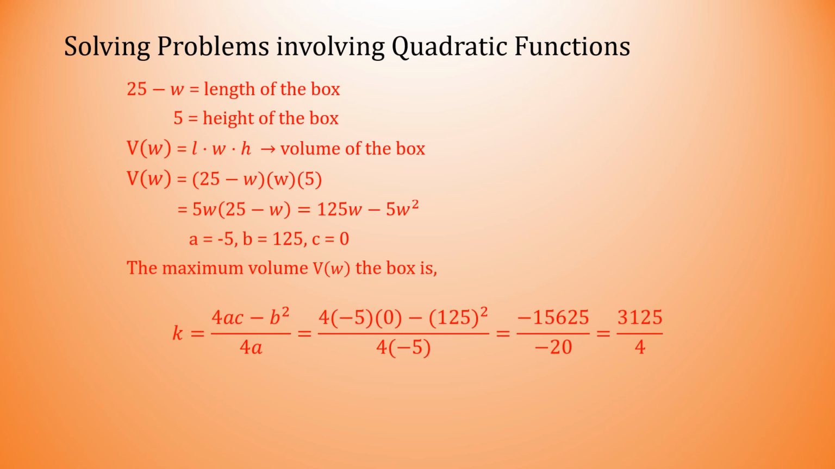which will be equal to negative 15,625 over negative 20. Simplifying negative 15,625 over negative 20, we have 3,125 over 4. So the maximum volume of the box is 3,125 over 4 cubic centimeters. But what is asked in the problem are the dimensions of the box. So now we are going to find the dimensions of the box.